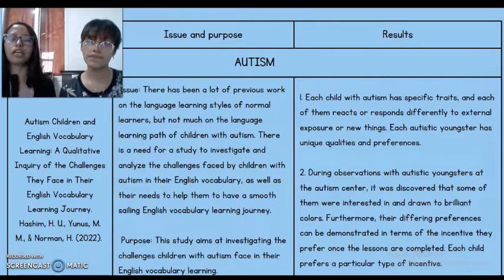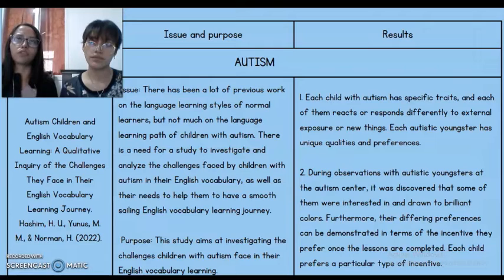Regarding the results, they found that each child with autism, and even the neurotypical children, has different traits, different reactions, and different ways of learning. You cannot always use the same method for every child because they are pretty different. They also saw that they have different preferences, different ways of developing, and different motivations for different topics.